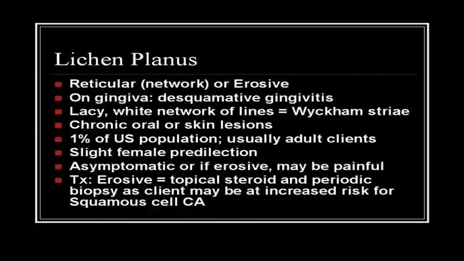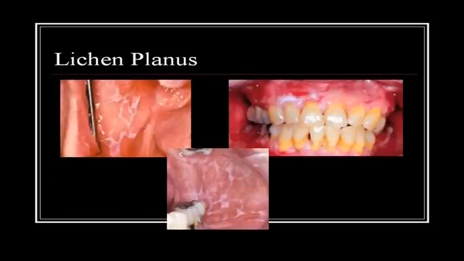Lichen planus is another commonly seen lesion. It may present either as a reticular or network-like lesion or may be erosive. On the gingiva, we term lichen planus in its erosive form as desquamative gingivitis. Lacy white lines called Wickham striae are often found in the buccal mucosa and will present as chronic oral or skin lesions.